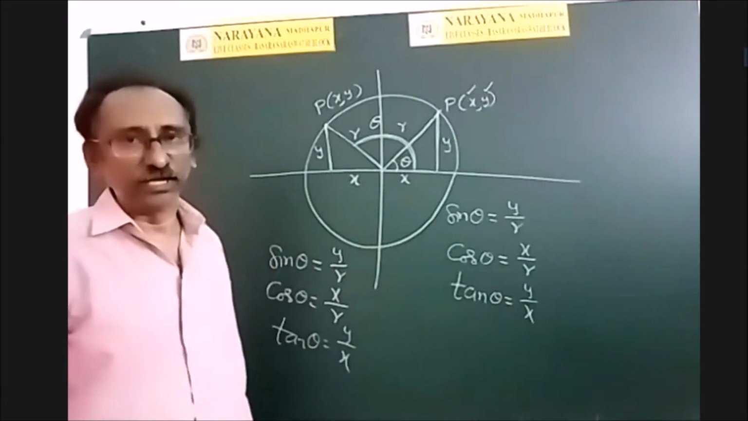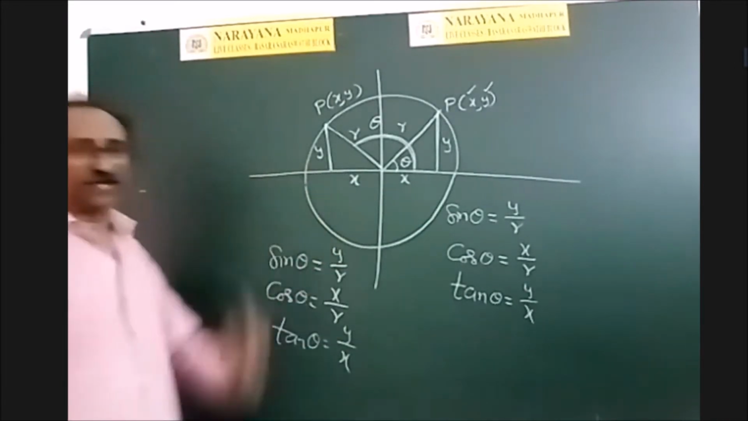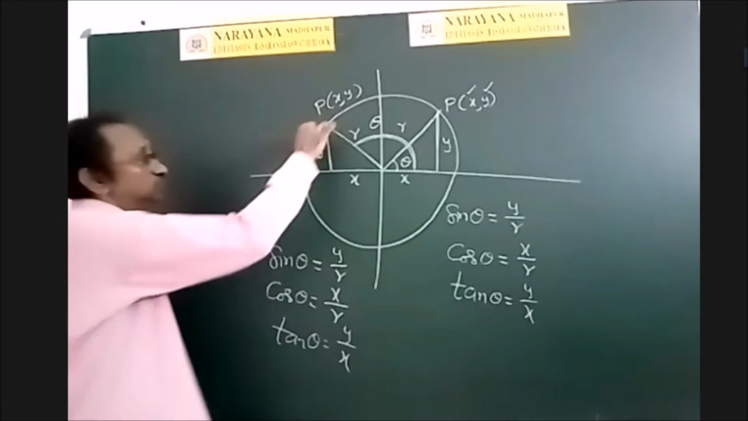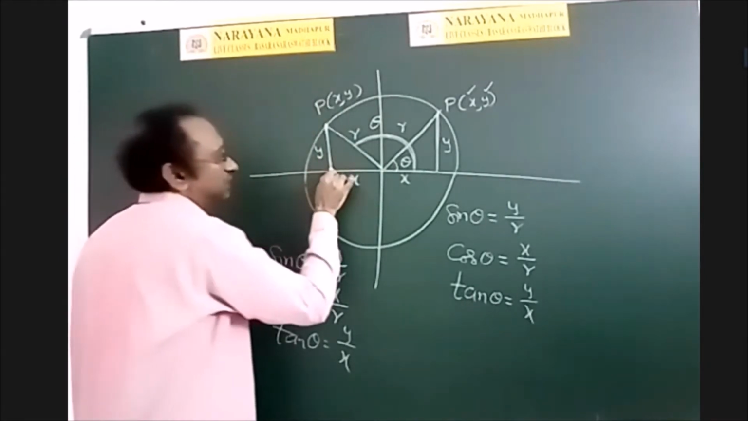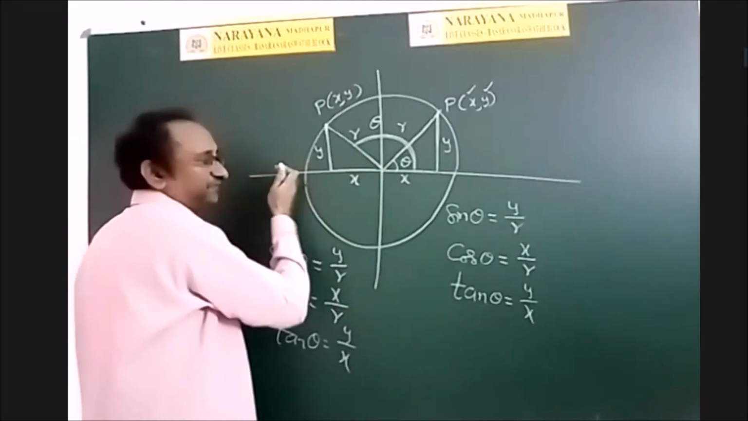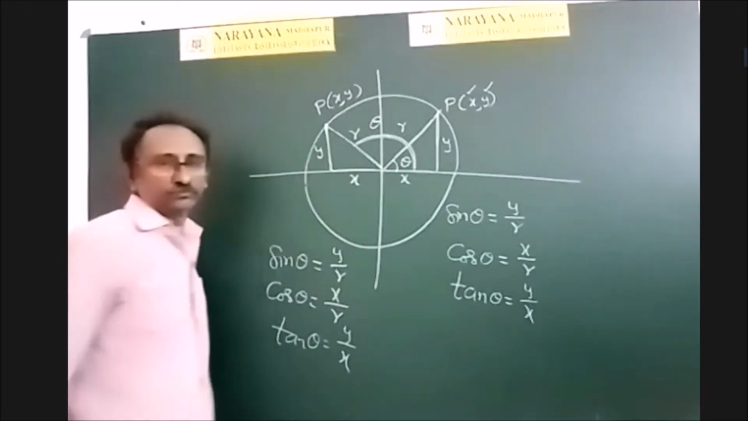It's always non-negative. Whereas in the second quadrant, if you observe, this y coordinate is positive because it is above the x-axis. Whereas this is in the negative direction of the x-axis. X is negative.